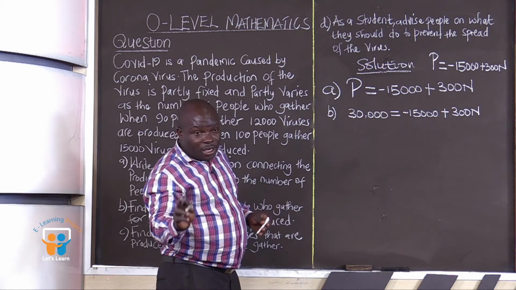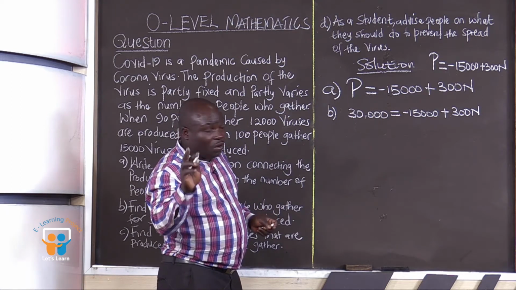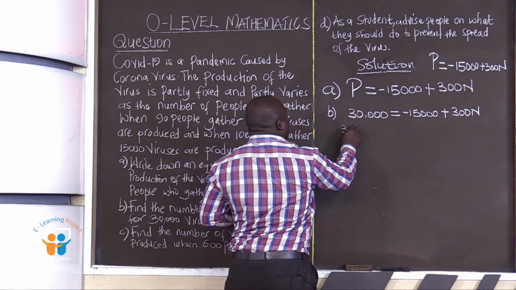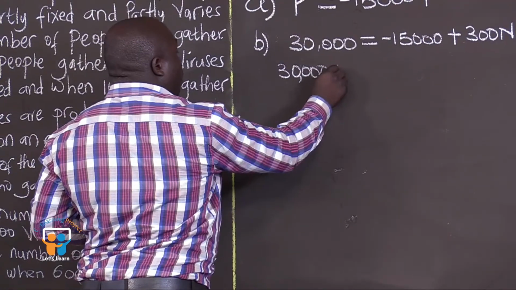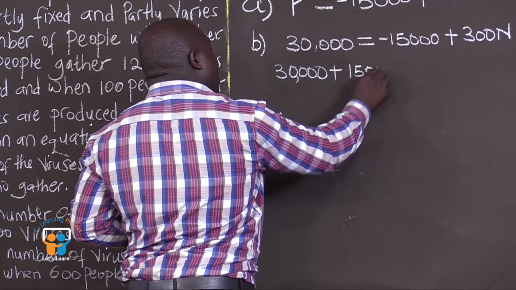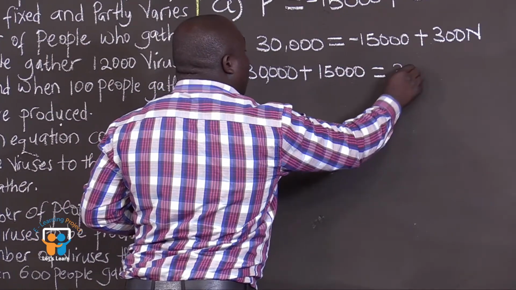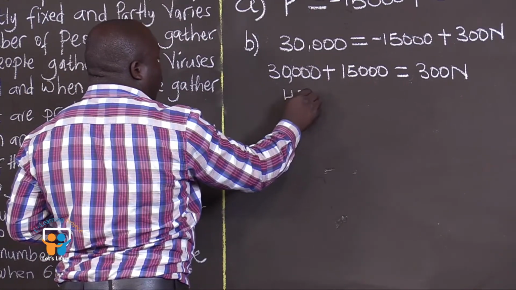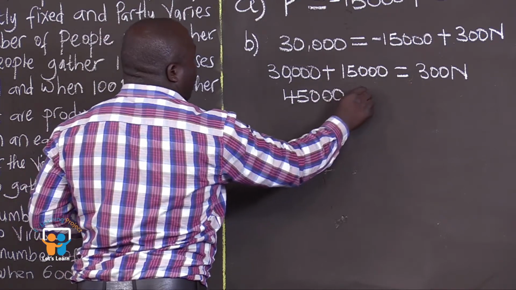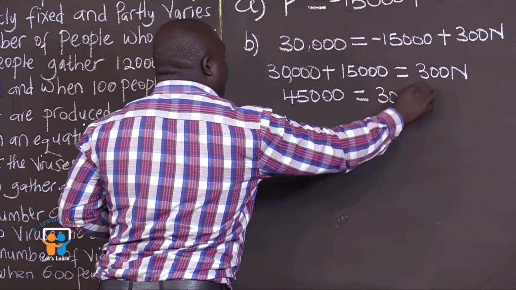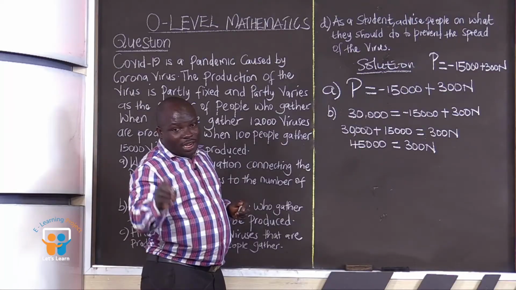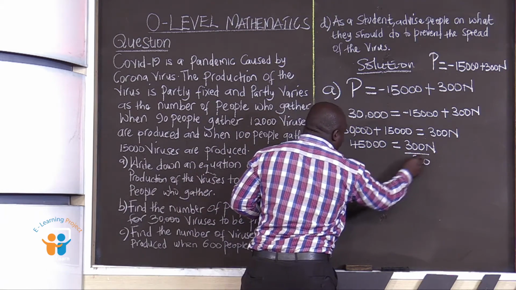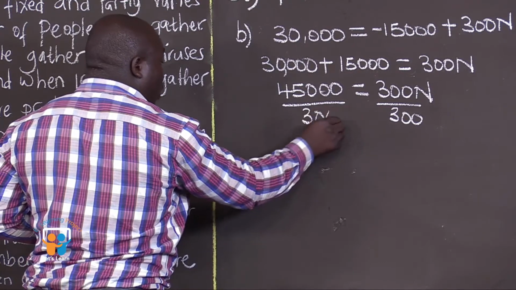We know very well what happens when a number crosses the equal sign. It will change from a negative to a positive. And we say 30,000 plus 15,000 equals 300 N. We shall have a total of 45,000 equaling 300n. We are looking for n. We are looking for the number of people. So we divide both sides by 300.